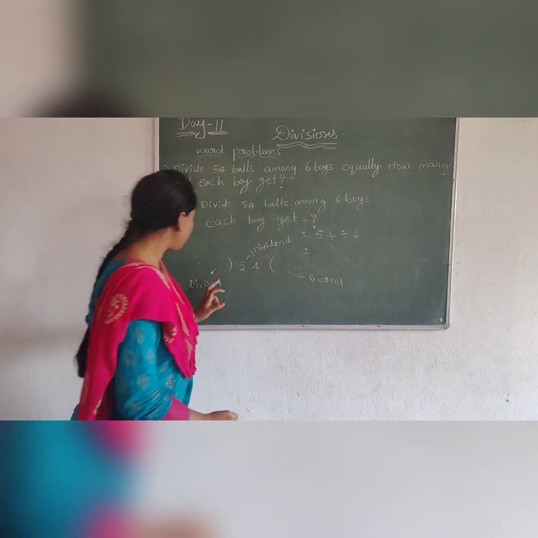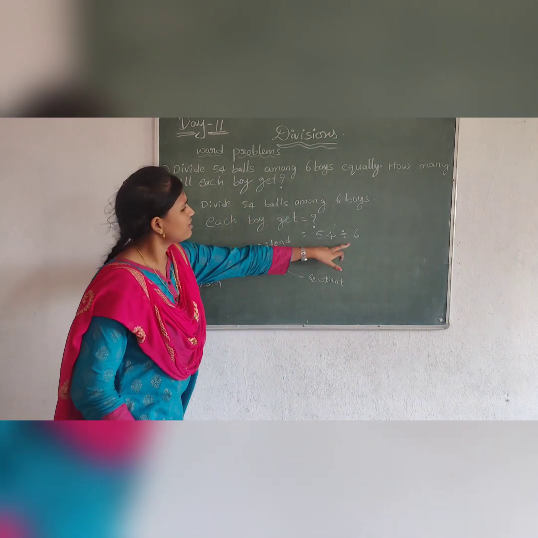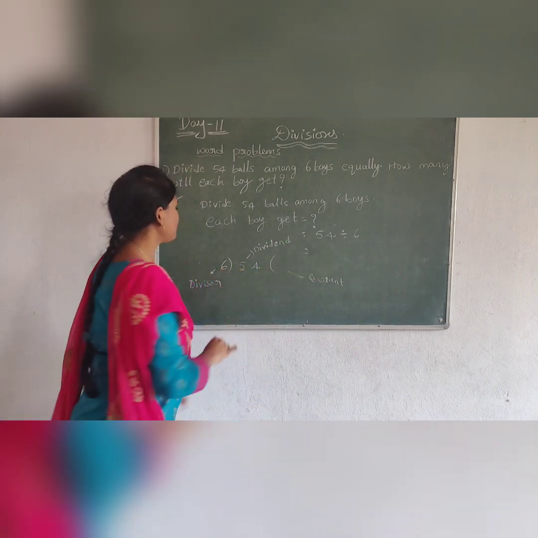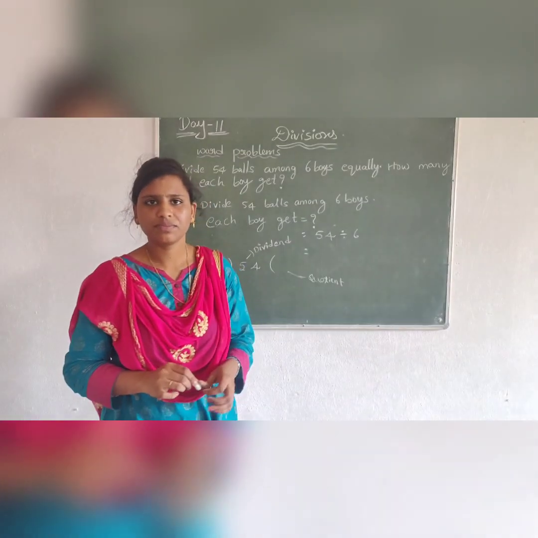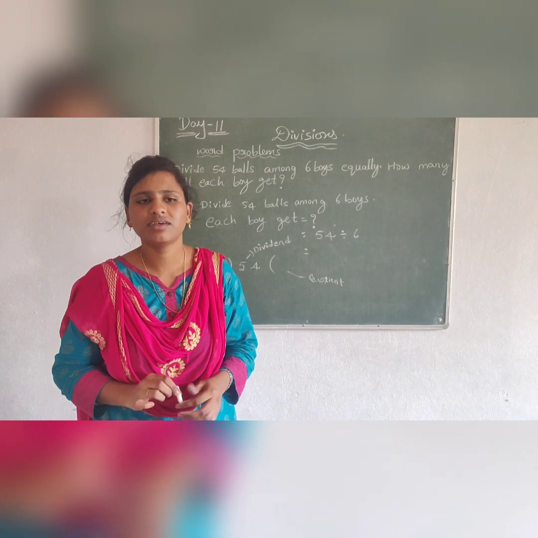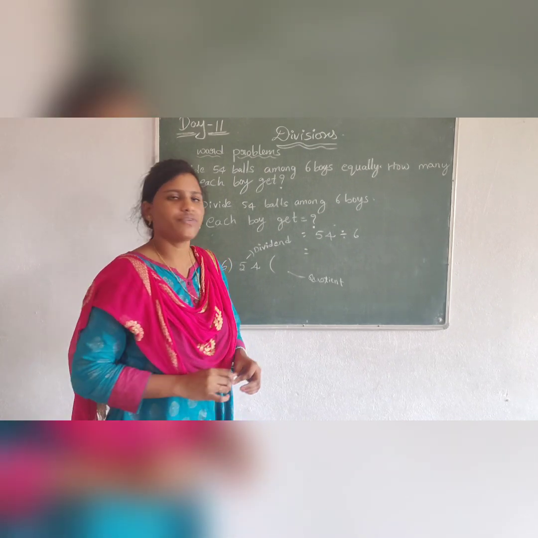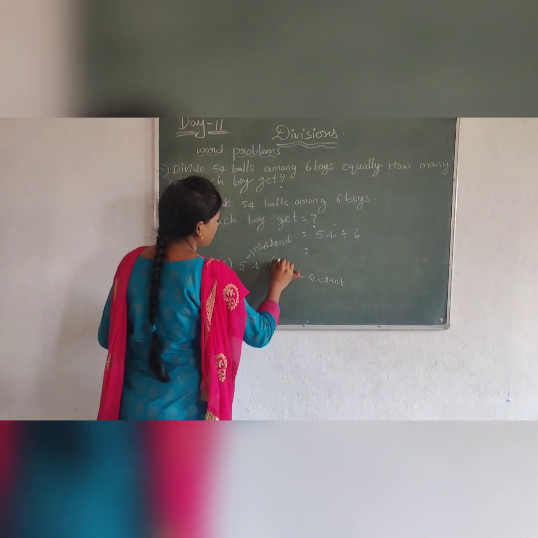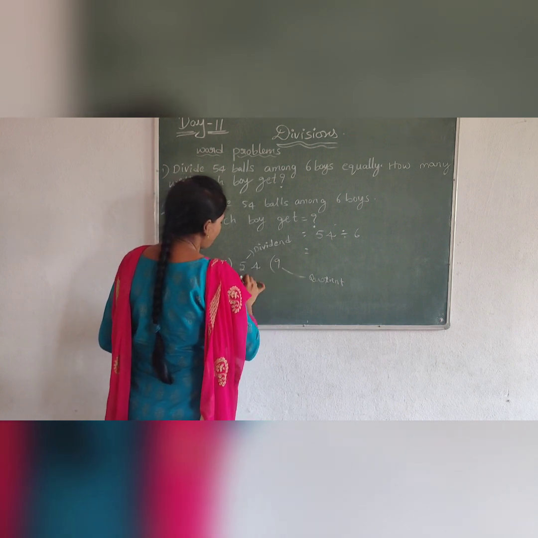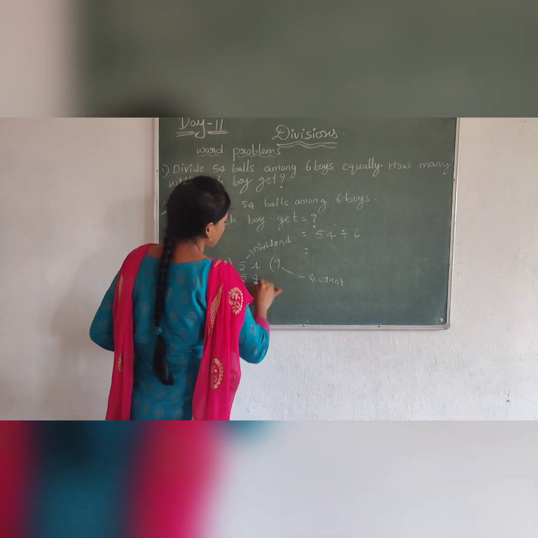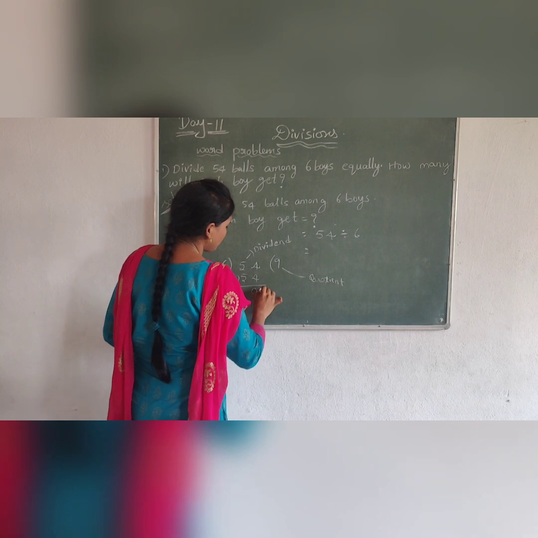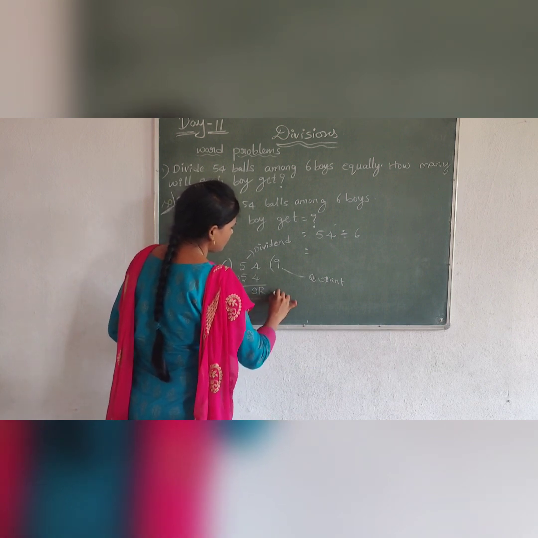Let's divide this. What is the divisor? Here the divisor is 6. 6 is cancelling 54. How many times? 6 nines are 54. Subtract both numbers. The remainder is 0.